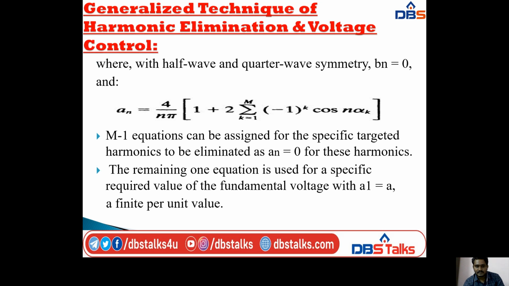Okay, next, where with half wave and quarter wave symmetry we will take bn is equal to 0. Okay, and m minus 1 equations can be assigned for the specific targeted harmonics. That means to be eliminated, as an is equal to 0 for these harmonics. That's why we will put both as zeros, an is 0 and bn is 0. That's why here I am taking an is equal to 4 by n pi into 1 plus 2 sigma k is equal to 1 to m minus 1 whole power k cos n alpha k. This is the equation I am taking.